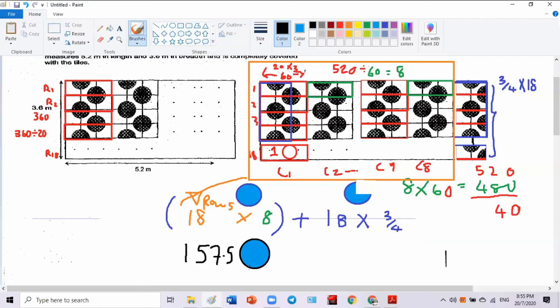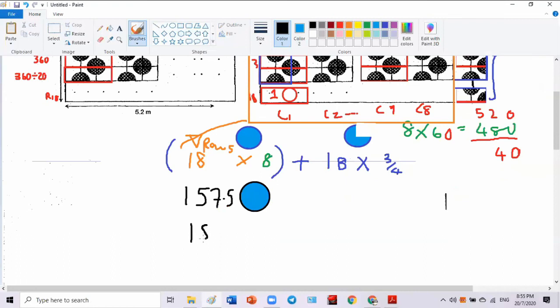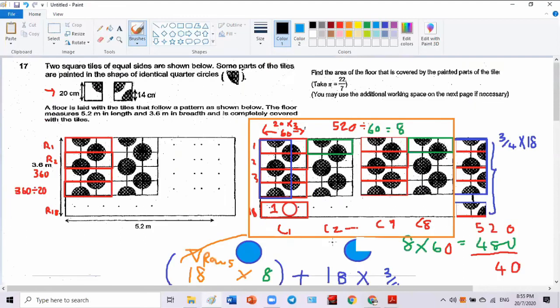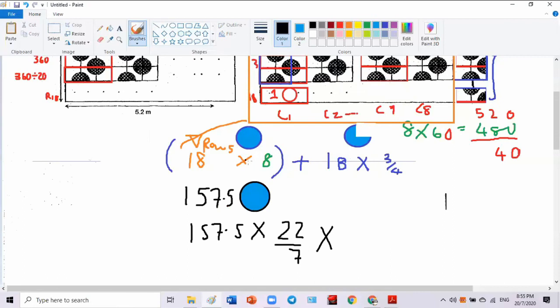157.5. Okay. So now I take 157.5 times the area of a circle. Pi, which they want as 22/7, right? Times r squared. What is this r? Don't give me the r wrong. Here's your r. 14. You agree? Times 14 squared. Put on the calculator and pray hard.